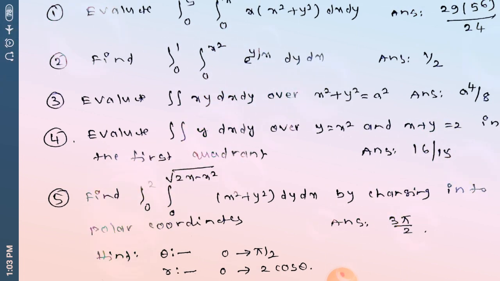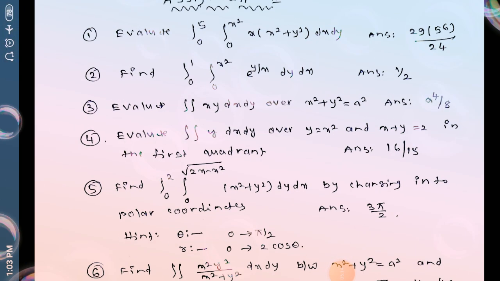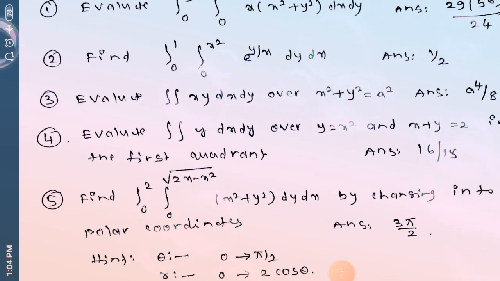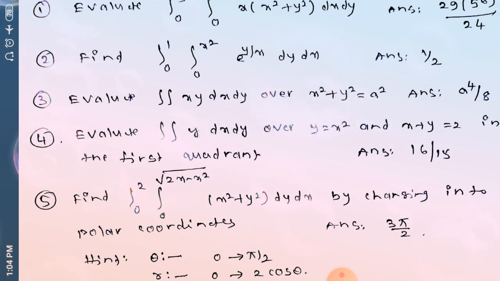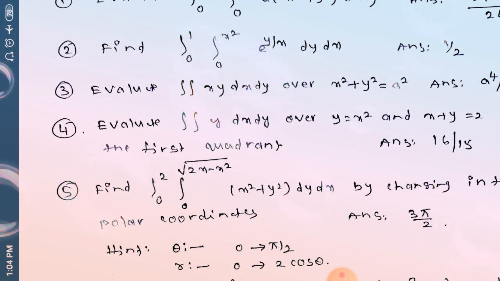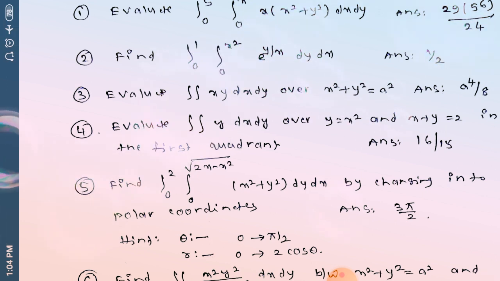Only you just make the simplification that gives you your answer. Now coming to your fifth problem, find the double integral from 0 to 2 and 0 to root of 2x minus x square of x square plus y square dy dx by changing into polar coordinates. Whenever you are using the technique of changing into polar coordinates, as I told you in the procedure, you are changing first variables x and y into r and theta.